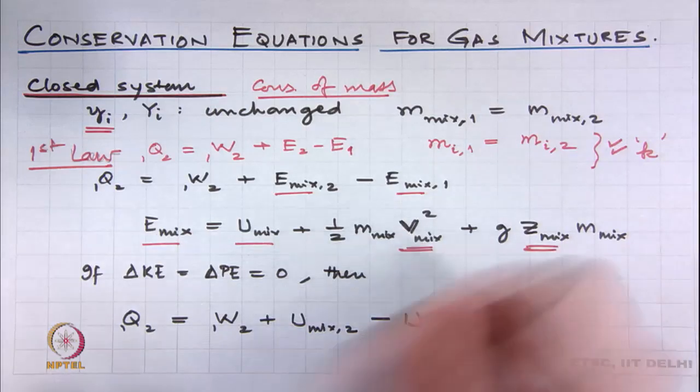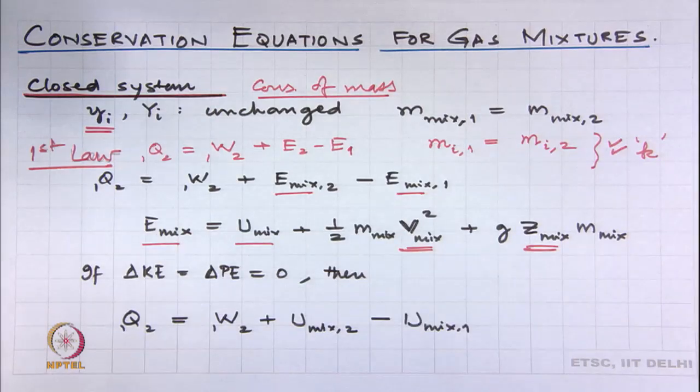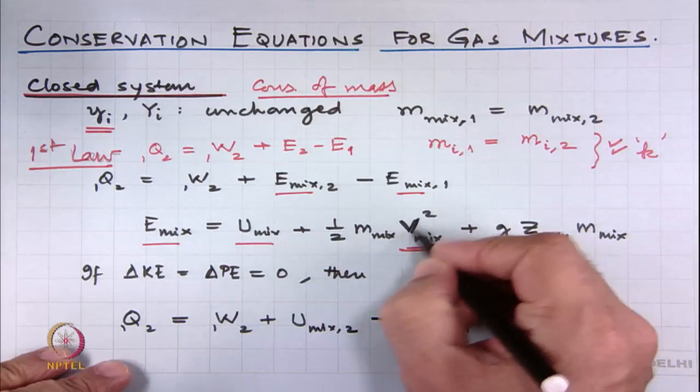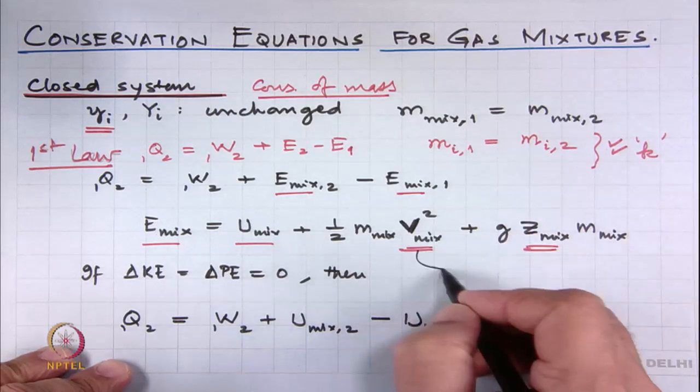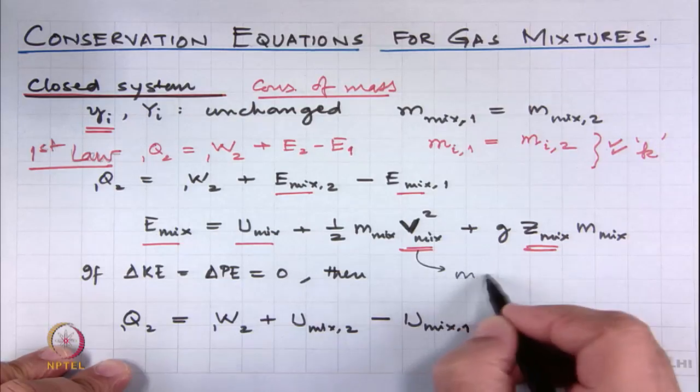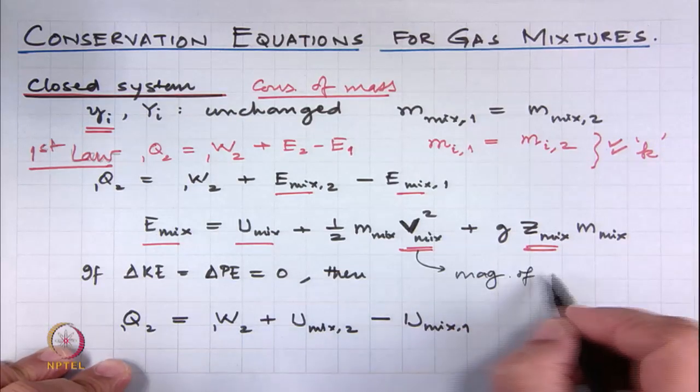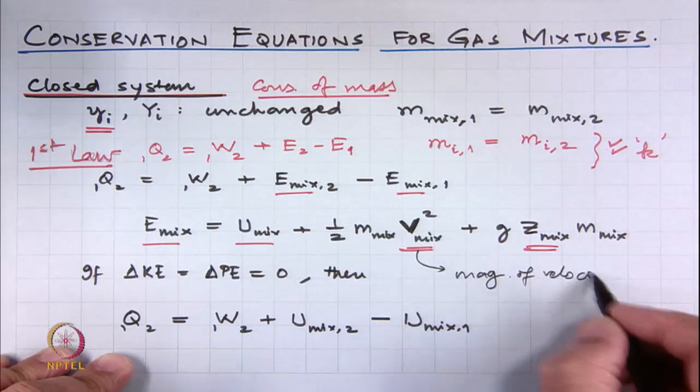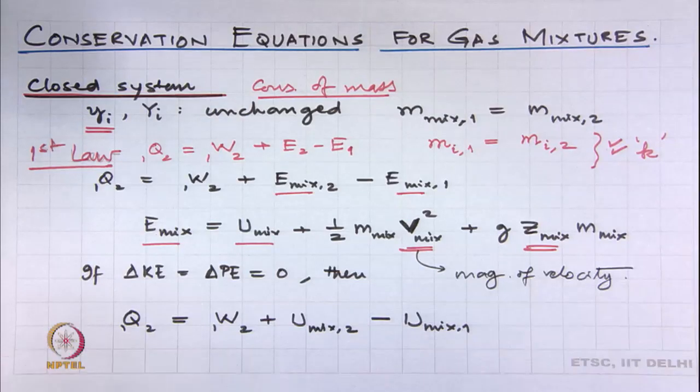So, we are denoting a boldface V, this thick one, to mean that this is the magnitude of velocity and not a vector. And this is just to differentiate, as we have already used the symbol V, normal V, for volume.